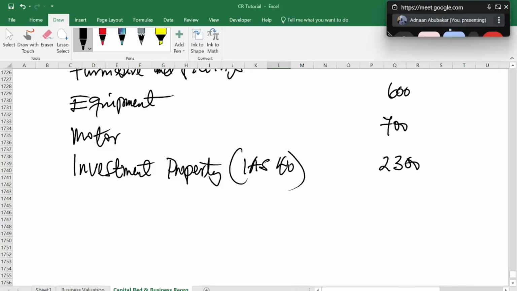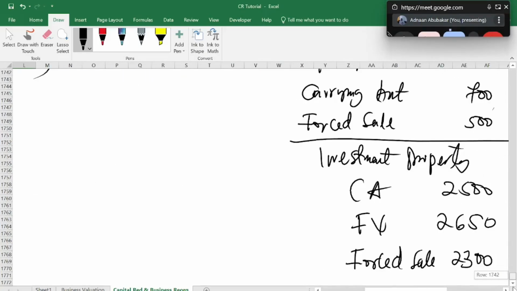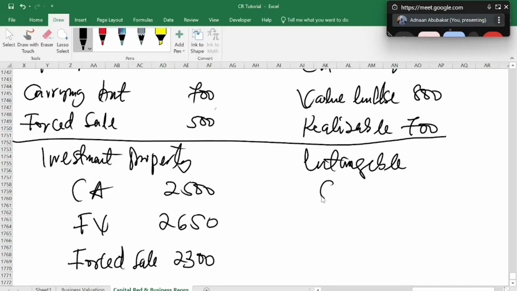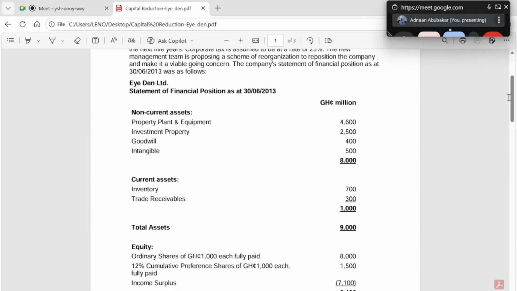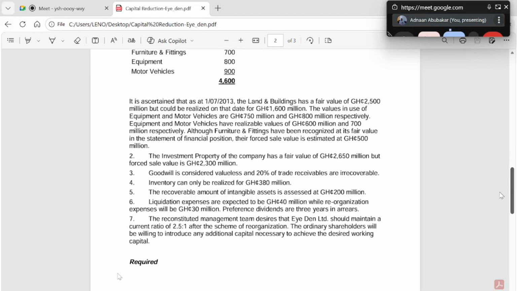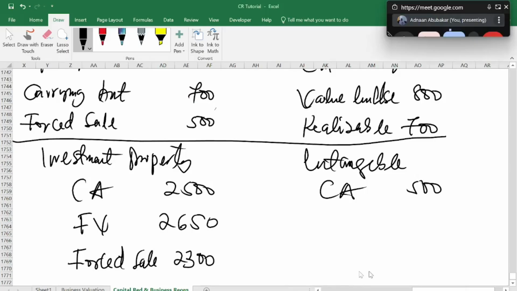Intangible asset. Let us go and do the analysis. Intangible. What is the current amount in the book? 500. Okay, so let's go into the question. What did they say about intangible assets? Point 5. The recoverable amount of the intangible asset is assessed at 200 million. Good. So here, all they want to tell you is that you have a recoverable amount, which is 200.